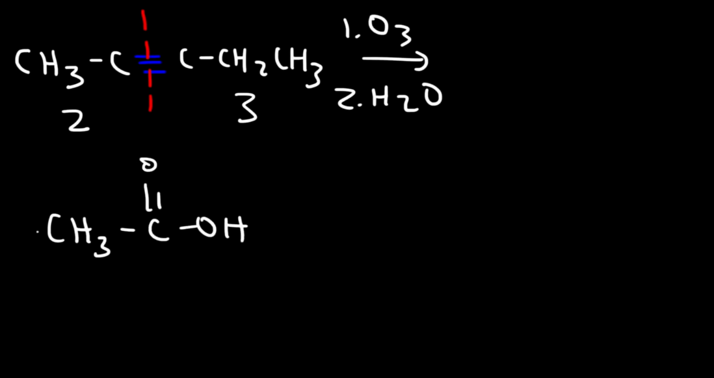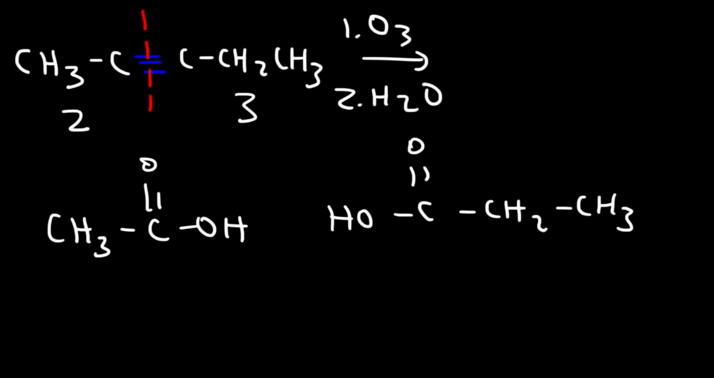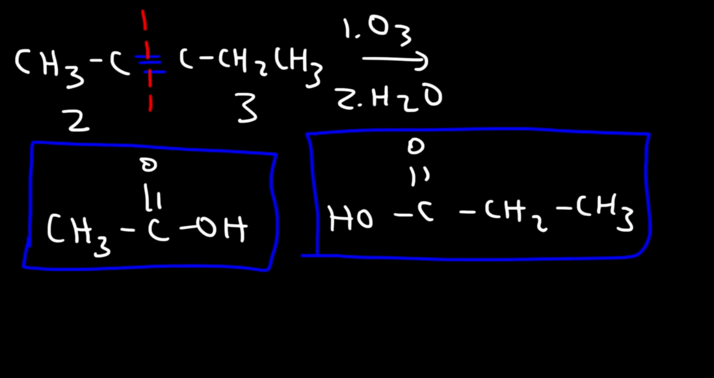So we have 2 carbons on the left, so that's acetic acid. And then on the right we're going to have 3 carbons. So this is propanoic acid. So you're going to get 2 carboxylic acids if you start with an internal alkyne. Now what about if we had a terminal alkyne? What products will we get in this reaction?